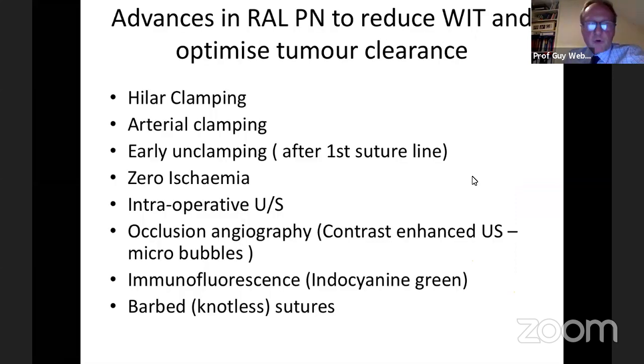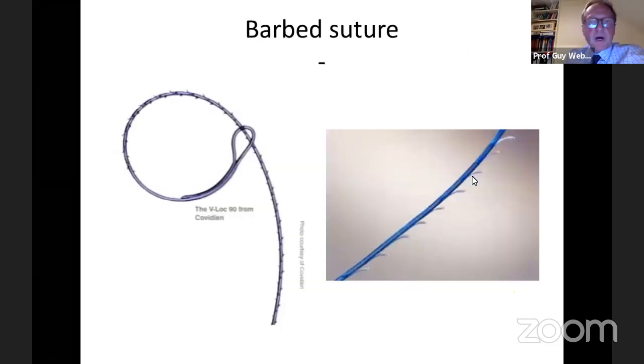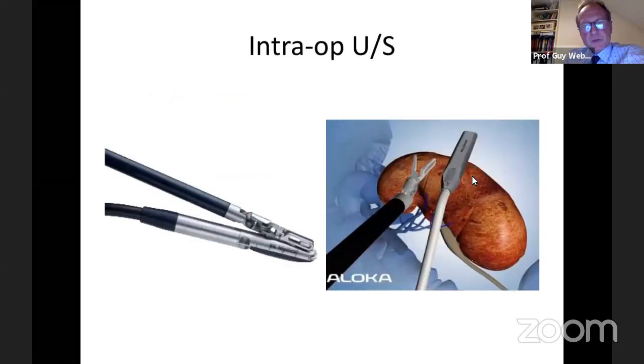So there's been a progression from hilar clamping to arterial clamping to early unclamping, complete zero ischemia or selective clamping, and the use of intraoperative ultrasound, which is incredibly useful, if units have it, to identify where the tumors are, particularly if they're endophytic. Contrast enhanced ultrasound, as I mentioned earlier. Immunofluorescence can be used. And these barbed sutures, which are useful.